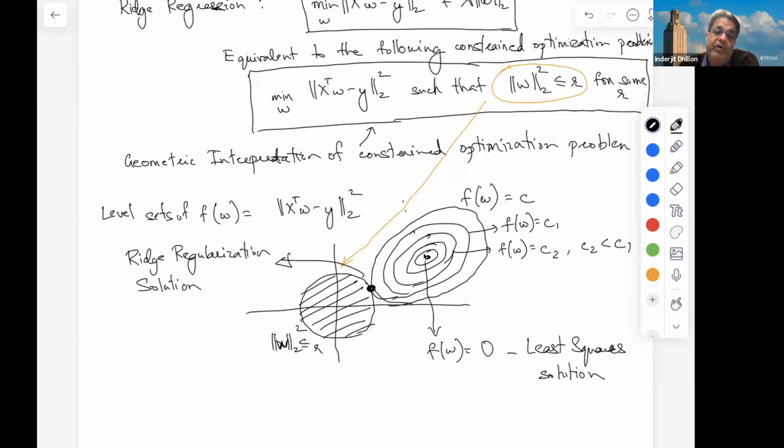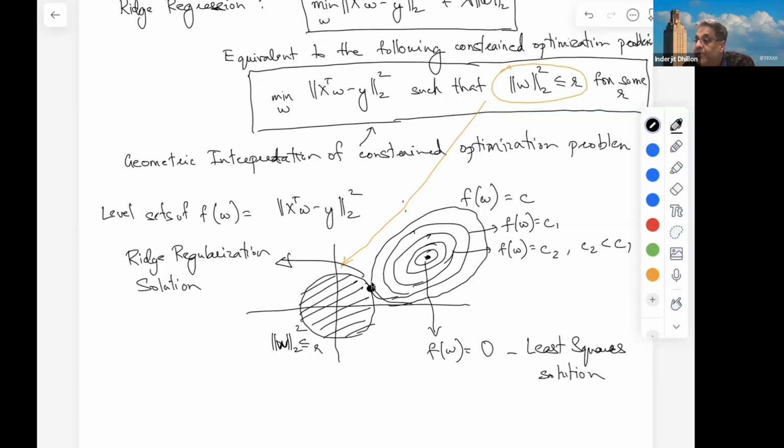But that's not what you want, because this w magnitude might actually be very far from the origin. As a result, these w values could be very large. You want these w values to be small. So you have this constraint that the sum of squares of w cannot be bigger than R. It must be less than or equal to R. So geometrically, the minimum value of this constrained optimization problem is when the level sets first hit this radius R sphere.